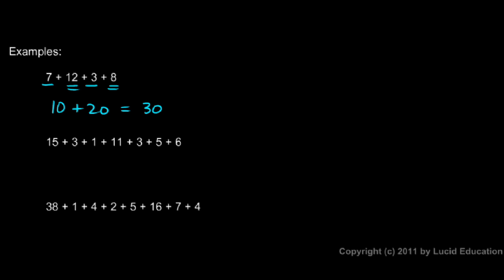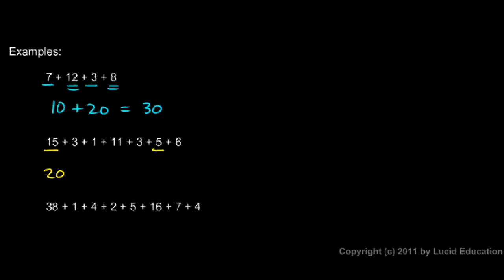10 plus 20 is 30. Look at this list here in this second example. Let's look at the list and see if we can find some things that add up easily. And we'll mark them as we go to keep track. 15 and 5, that adds up to 20. So I'll write down 20, and I'll leave those underlined.